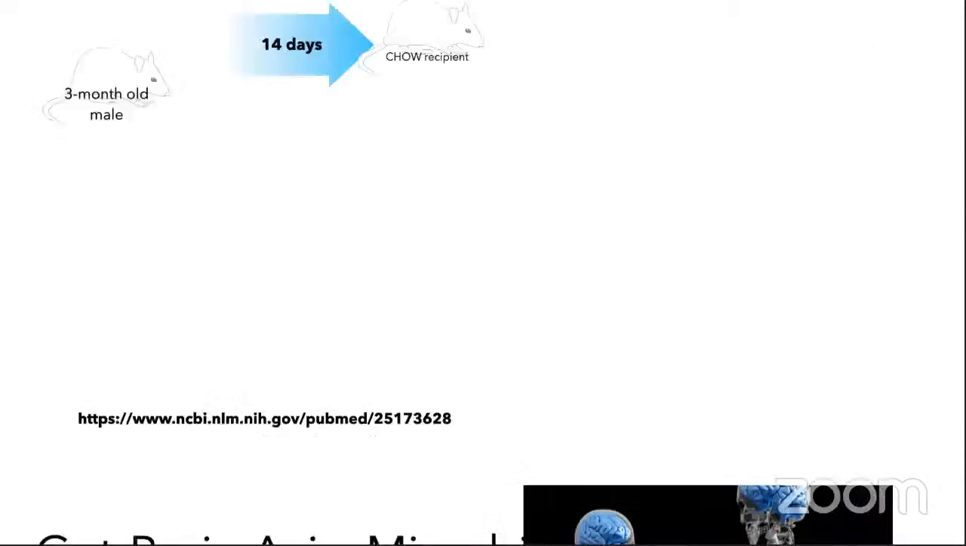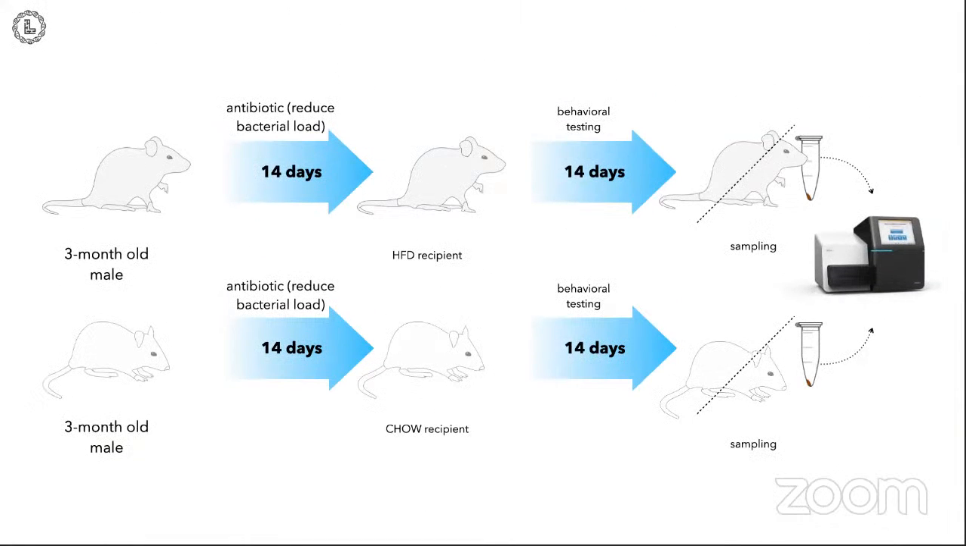So in a schematic way, you can think about the experiment like this. You have 3-month-old males. These males are the donors. So they were fed a specific diet. We know that diet establishes a microbiome. And so that microbiome can be thought of as a microbiome that has been specifically representative of that diet. And there are two types of diets, high-fat diet and low-fat diet, or regular chow diet.